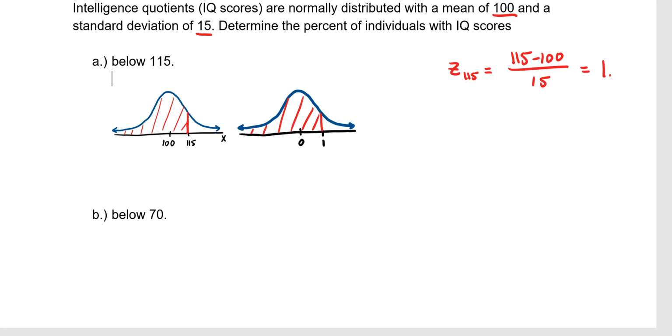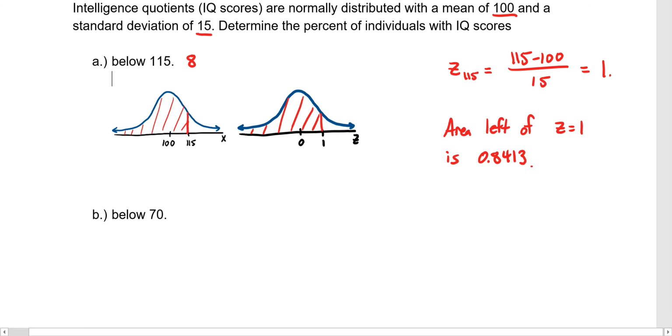So this is now thinking in terms of z for this horizontal axis. And the area to the left of that, if you look at the table, is going to be 0.8413. That means the percentage of individuals with IQ scores lower than 115 as a percent is 84.13%.